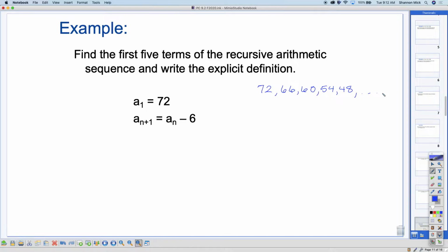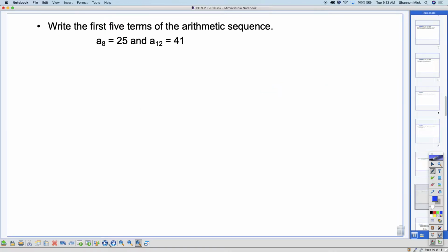Again, when I see these, I look and say, where do I start? And then what do I do to get to the next one? Could that be times 2 minus 6? Yep. It could be, just do whatever it says. Okay. That's all I got on that.